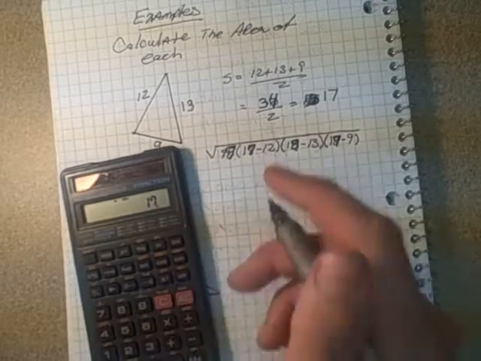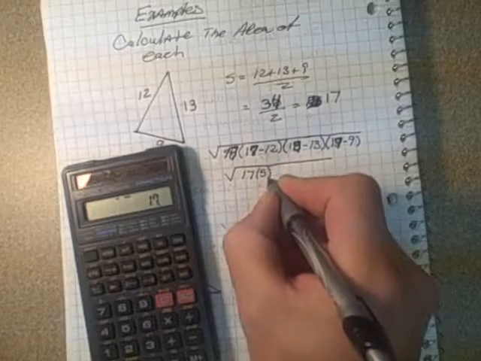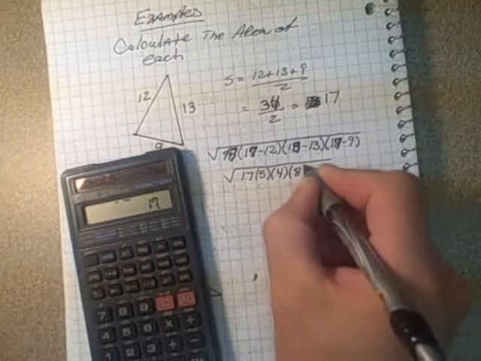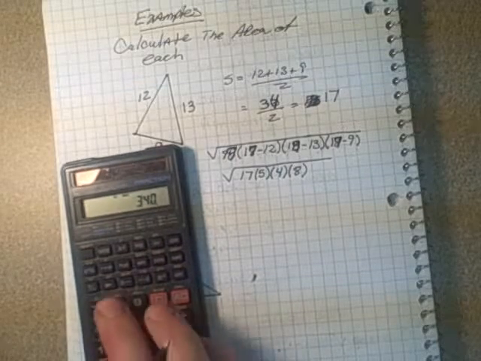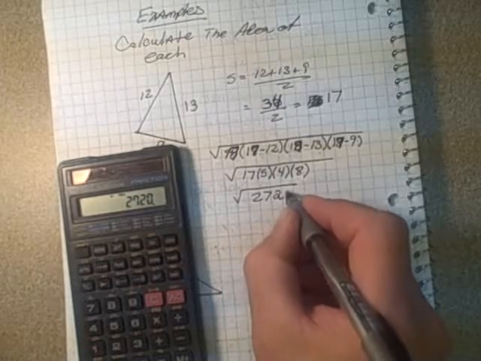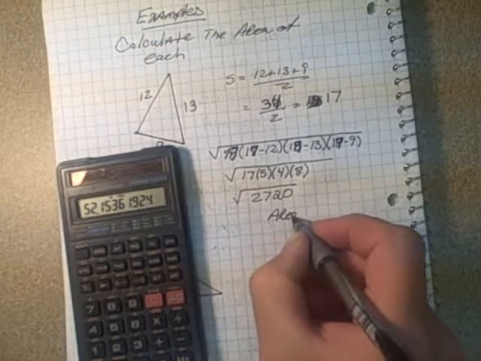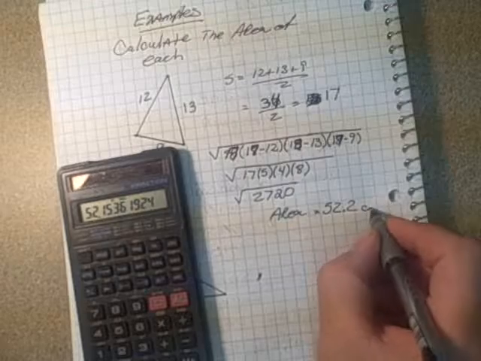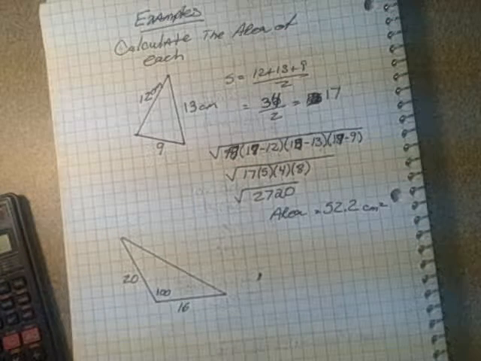So 17, so let's do our 17 times 5 times 4 times 8, under the root sign. So 17 times 5 times 4 times 8. This would be the root of 2720. And put that into our calculator. And area equals 52.2 square units. Let's pretend they're square centimeters. Okay, again, I apologize for my error there, but I caught it in time.